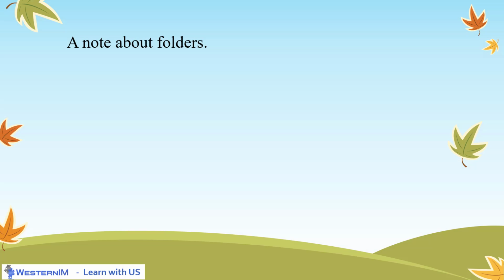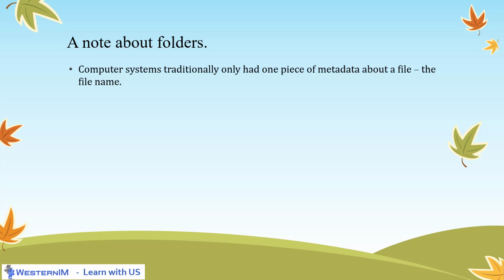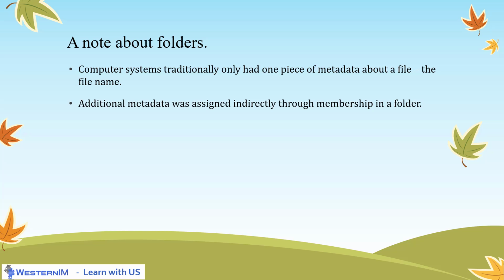At this point, let's have a little side discussion about folders. Traditionally, computer storage systems didn't have classes, just folders, and they only had one piece of metadata, the file or folder name. In order to assign other metadata, we used folders. Everything that had a certain metadata value went into a particular folder. Multiple metadata values were handled by using multiple levels of folders.